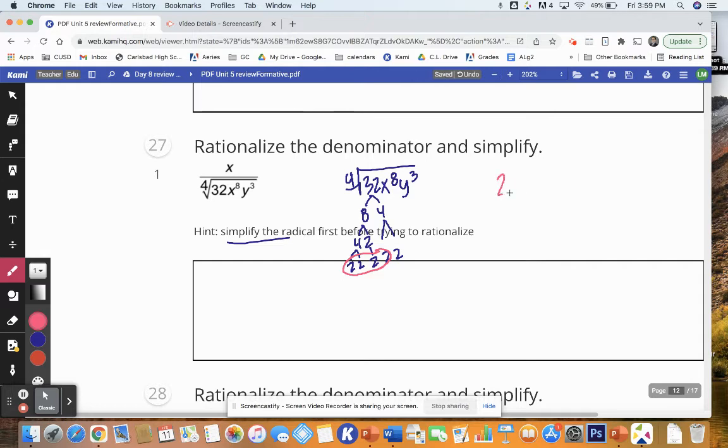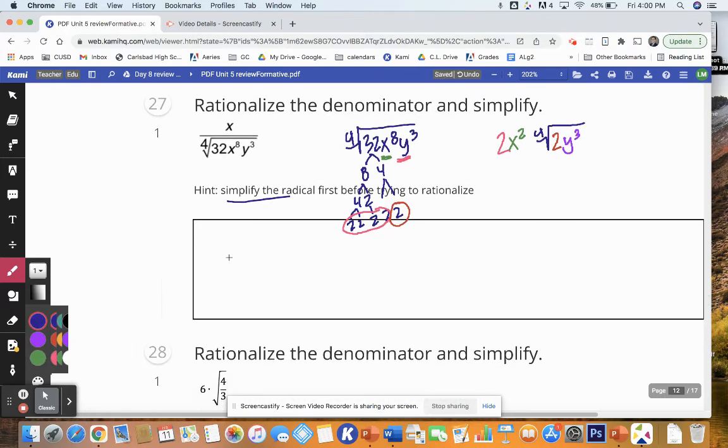So I can bring out 1, 2, but I have 1, 2 left inside. This 2 is not part of a group of 4, so he has to stay inside. Okay, x to the 8th, I can bring out 2 groups of x's, and then they're all outside. Y to the 3rd, I can't bring any groups out because I need groups of 4, so I'm going to leave that inside.